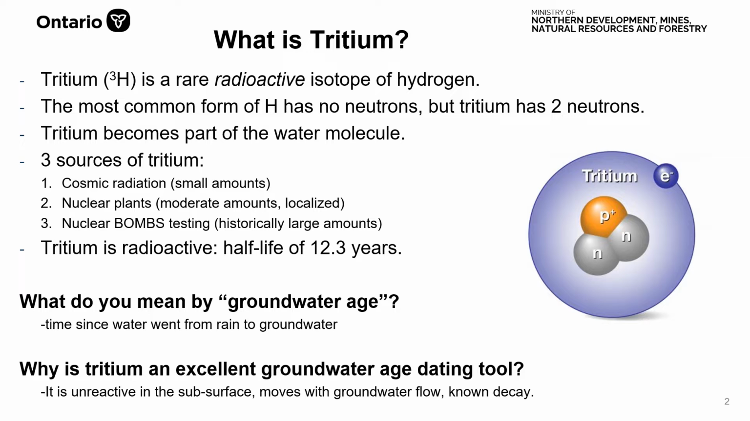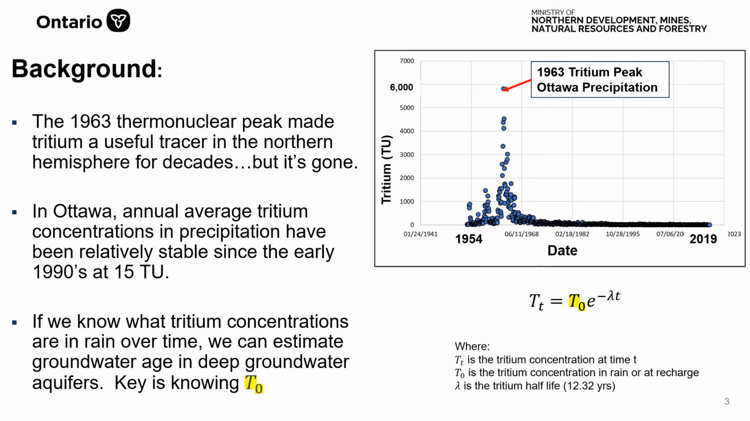And what we're going to be doing today is using tritium to do groundwater age dating. And when I'm saying groundwater age dating, what I really mean is the time since water went from being rain to being groundwater. And using tritium is a great tool. It's unreactive in the subsurface, moves with groundwater flow, and because it has a known decay, we can use that to estimate recharge timing and quantities.